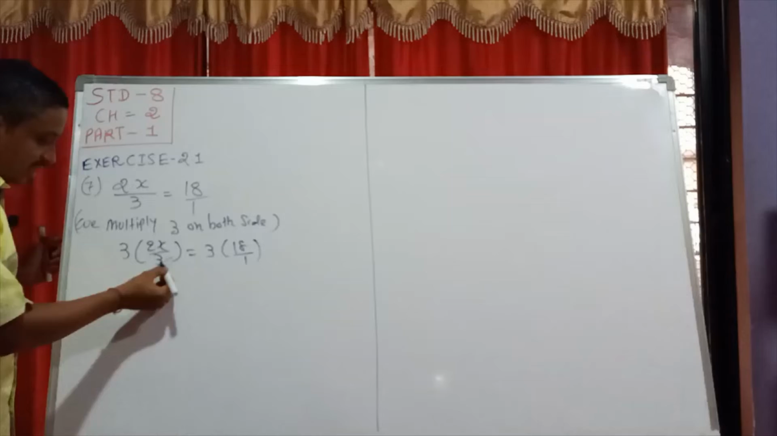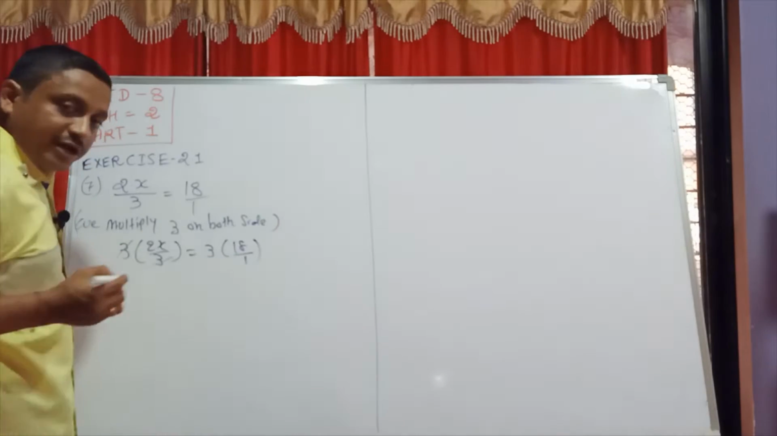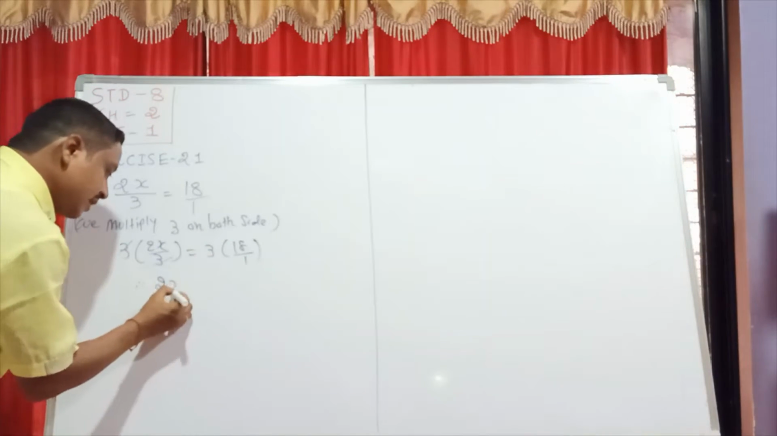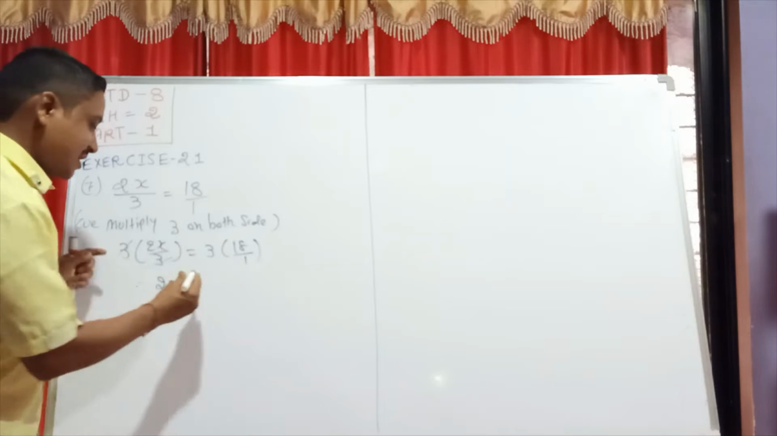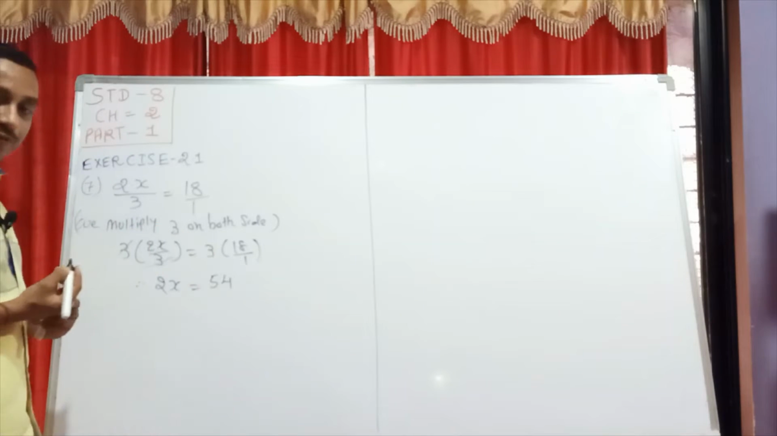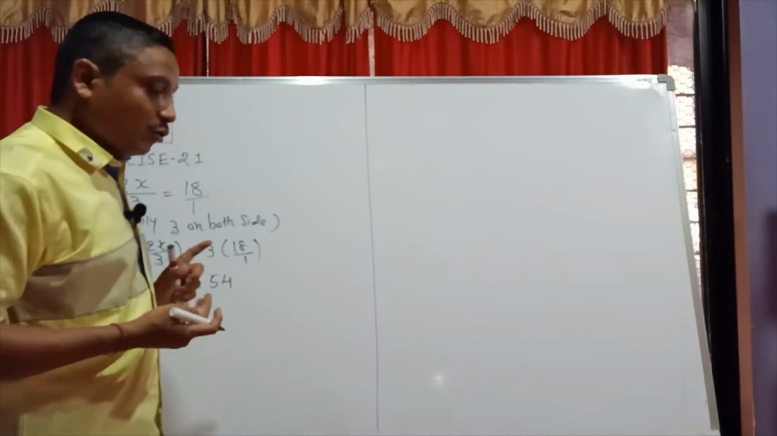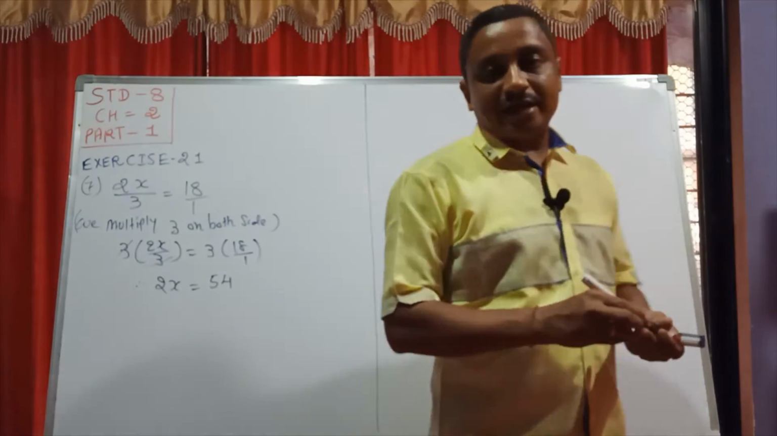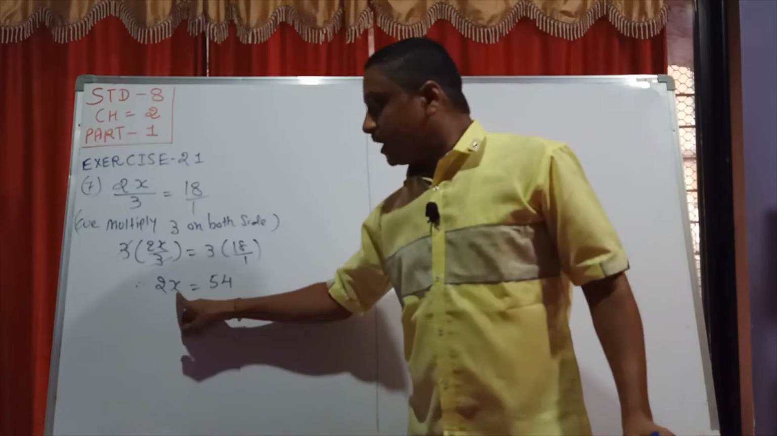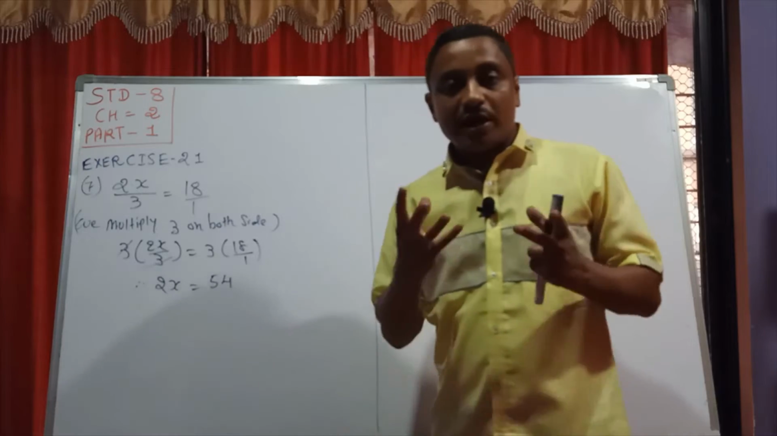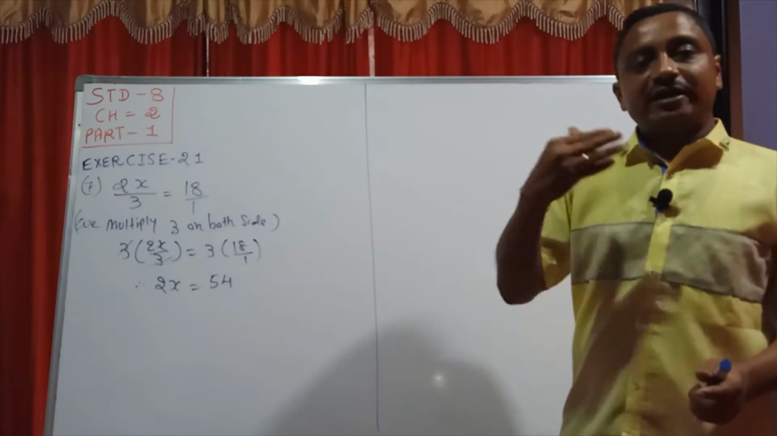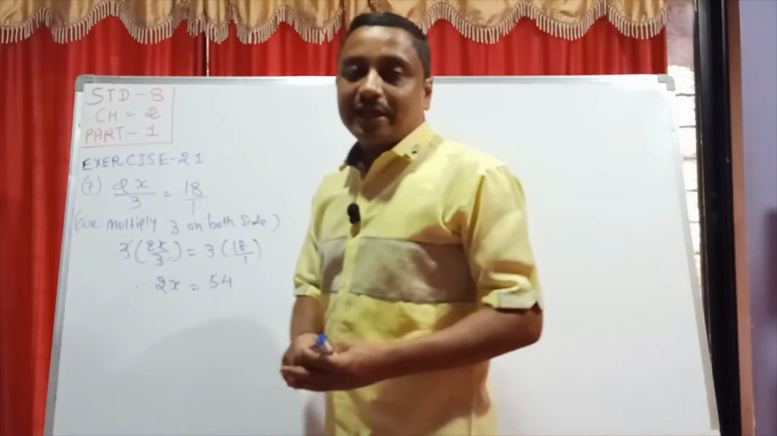Finally this 3 and this 3 are done, and here 3 into 18. Yes, so 2x, how much? 18 threes are? Yes, it is 54. Now what to do to obtain the x value? Yes, here we have 2 multiplying x. So I just divide the left hand side and divide the right hand side. Then you easily get x.